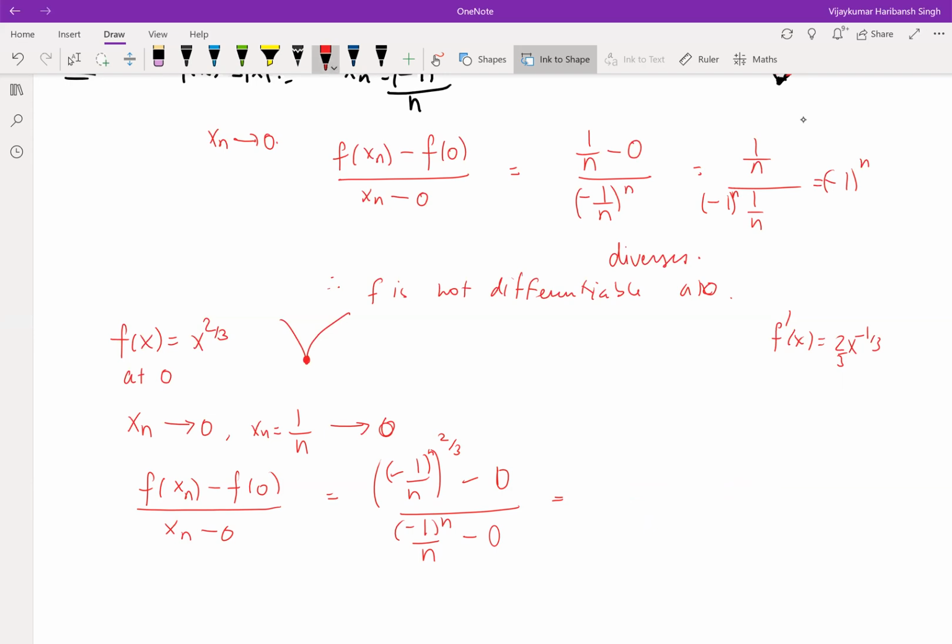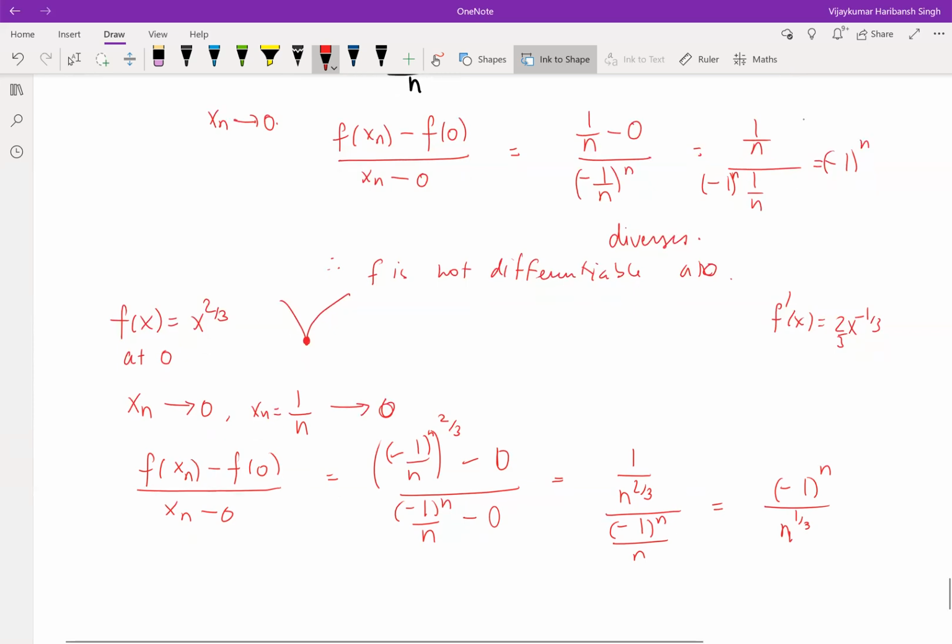Then what do we get? We can basically see that in the top you're squaring, so minus 1 will disappear. Although you're taking cube root after, but it still disappears. So you'll have 1 by n to the power 2 by 3 on the top. In the bottom, you have 1 by n over n, and that will be minus 1 to the power n over n to the power 1 by 3. Yeah, and that basically also converges to 0.